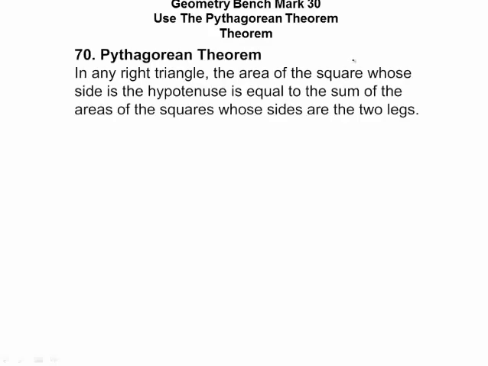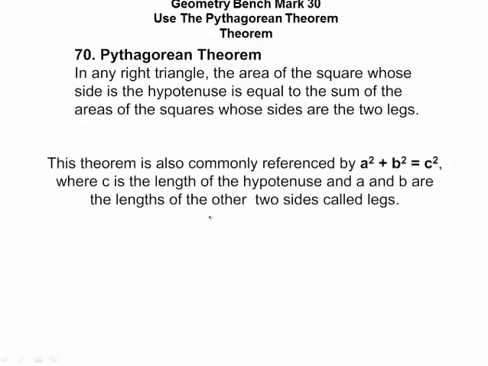Pythagorean theorem. For any right triangle, you don't have to write this down, the area of the square whose side is the hypotenuse is equal to the sum of the areas of the squares whose sides are the two legs. This is how it actually reads. We write it in shorthand, but this is the actual theorem written out in words. Here's our shorthand, and this you'll want: a squared plus b squared equals c squared. C is the hypotenuse, a and b are the legs.